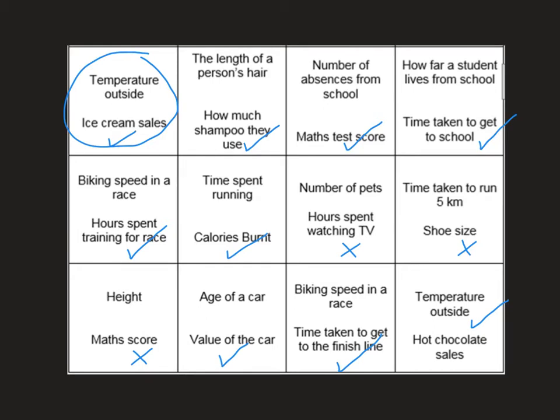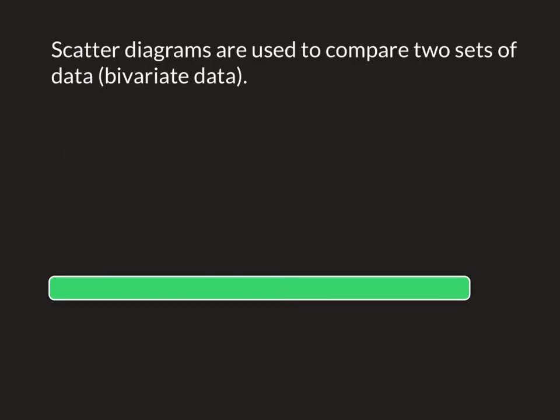Right. So we're looking at two sets of data for these, and we want to find some way of representing and showing these so that we can perhaps see if there is some sort of connection. And the way we do these is using scatter graphs. So a scatter diagram, please write this down, is used to compare two sets of data. And when we've got two sets of data and they're paired up, we call it bivariate data.